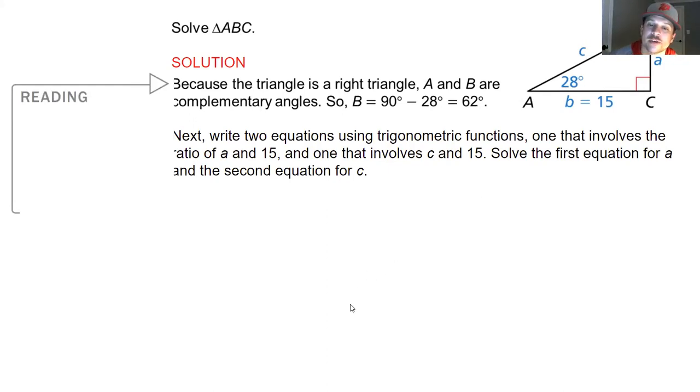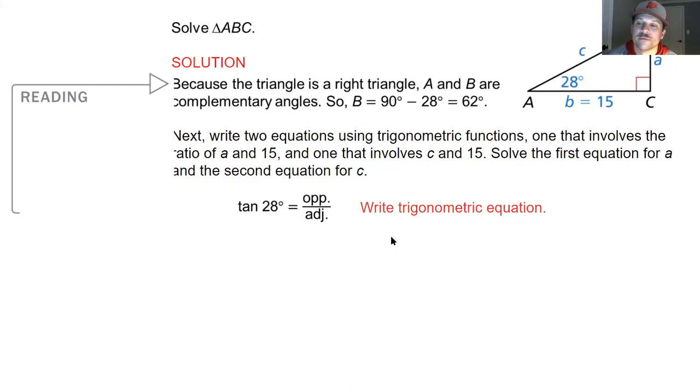Then you can use your trig functions. One that involves the ratio of A and B, and then one that involves B and C. You don't want to use A to find C after you find it, just in case you make a mistake. You don't want to compound that mistake. So use as much information as you're given in the problem that you can the first time.